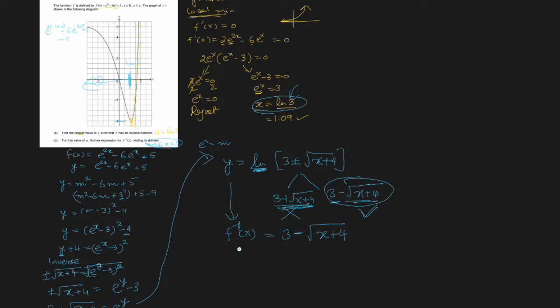Additionally, they have asked us to find the domain of the new inverse function, which will be the range of the previous function.